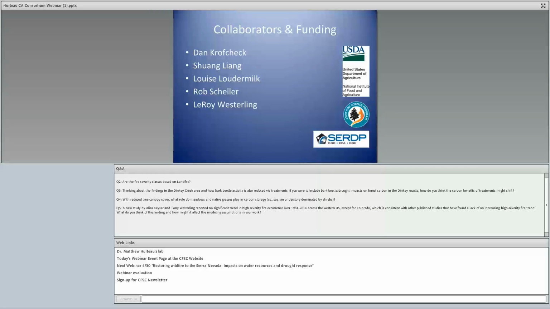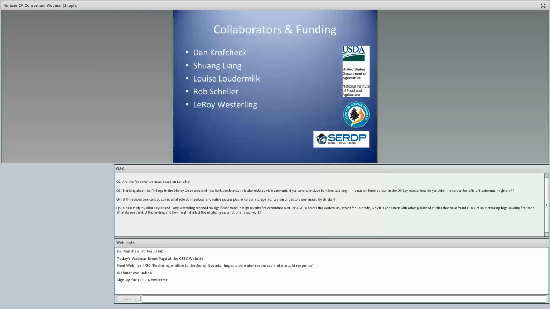Okay, the next one, and we've still got a couple, so we've got plenty of time, which is excellent. There's a new study out by Kaiser and Westerling, and it reported no significant trend in high severity fire occurrence over the period of 1984 to 2014 in the western US, with the exception of Colorado. That's consistent with other published studies that have found a lack of increasing high severity fire trend. What do you think of this finding, and how might it affect the modeling assumptions in your work?